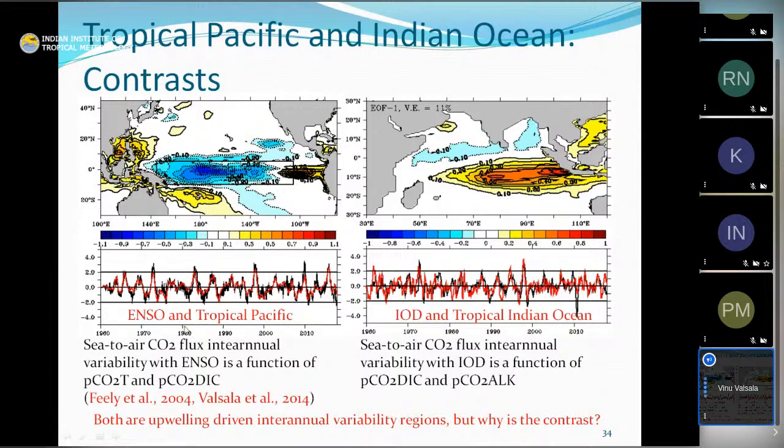Now this is the ENSO and the tropical Pacific EOF and their principal component, and this is the IOD index and the tropical Indian Ocean EOF and its principal components. Now, the fundamental difference is that both are upwelling driven interannual variability regions, but there is a contrast. In the Pacific, the control of DIC and temperature dominates, but in the Indian Ocean, the control of DIC and alkalinity dominates. So why that difference? That is very curious to look at.